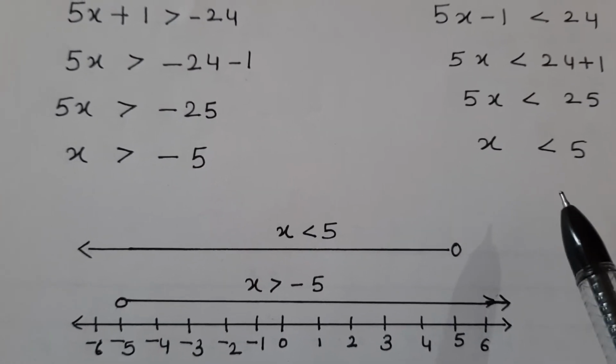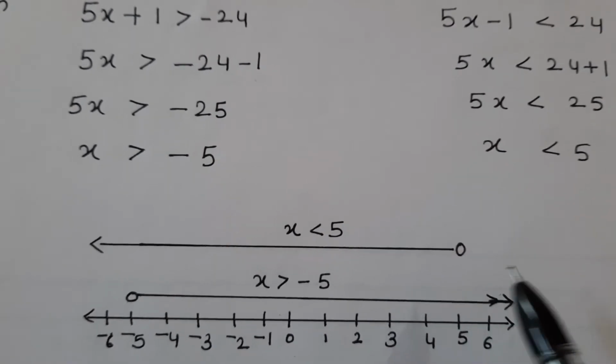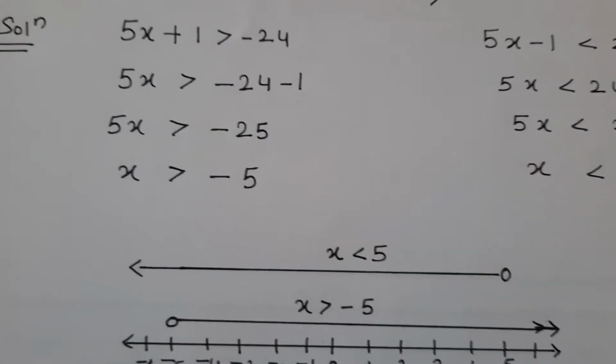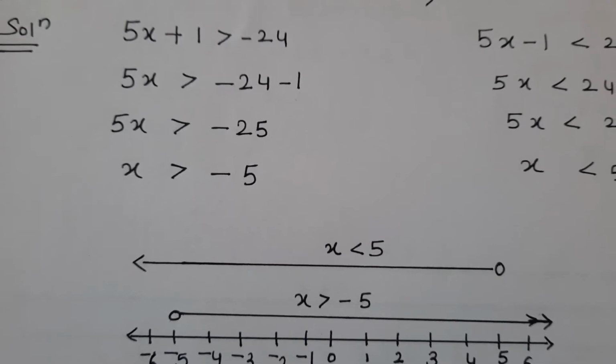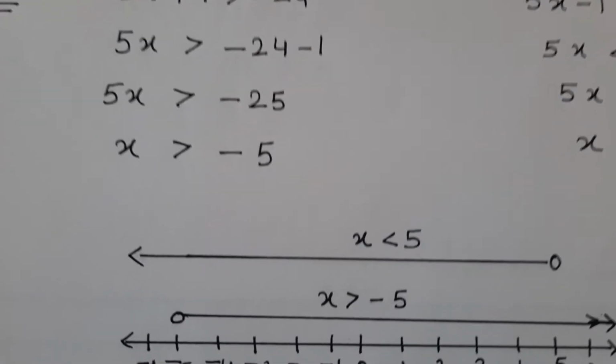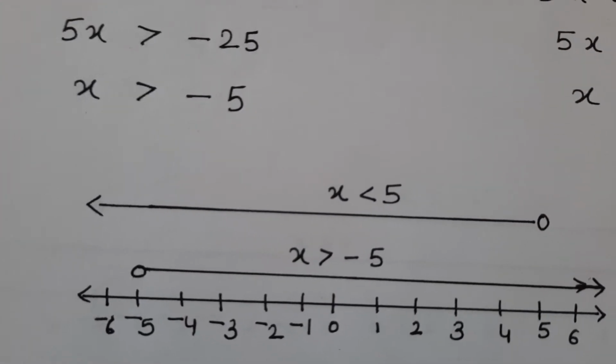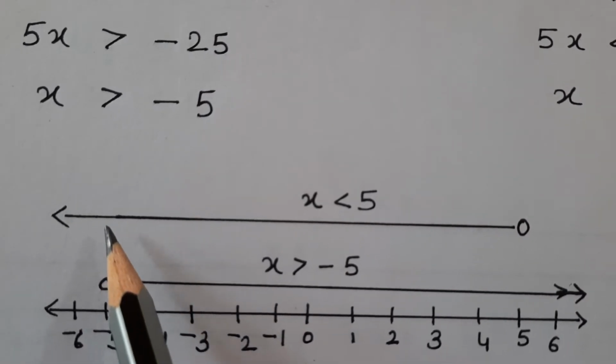Then the second inequality. X is less than 5. X is strictly less than 5. Draw an open circle at 5 and then x less than 5. Now you need to find the common solution of these two inequalities. Just look here. That means this is going to be your common region.